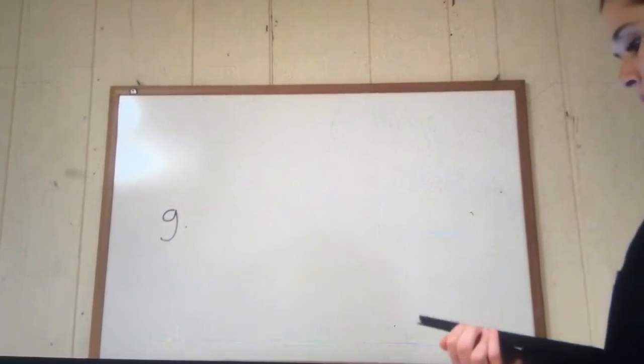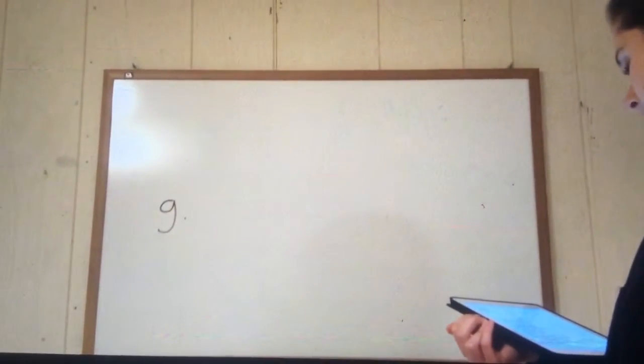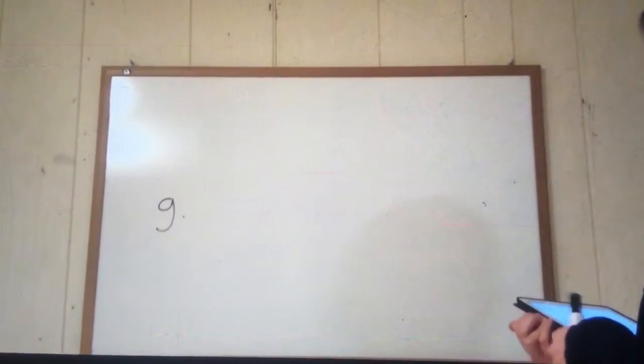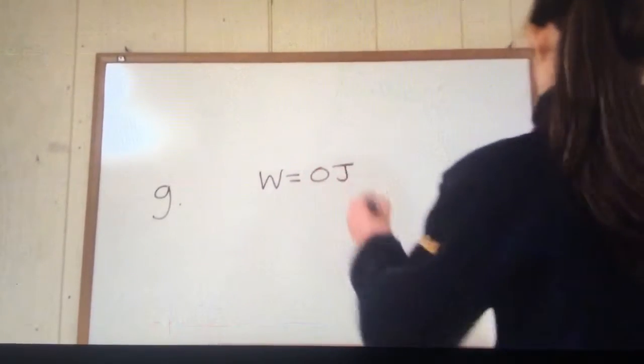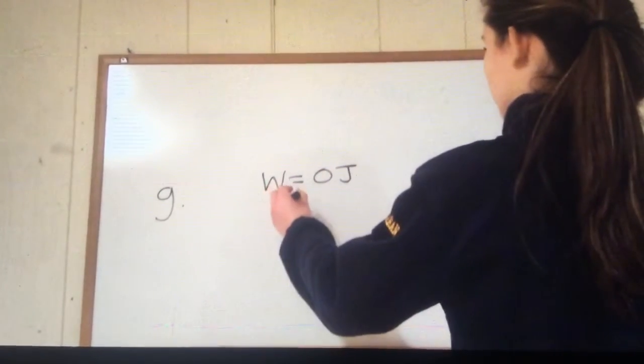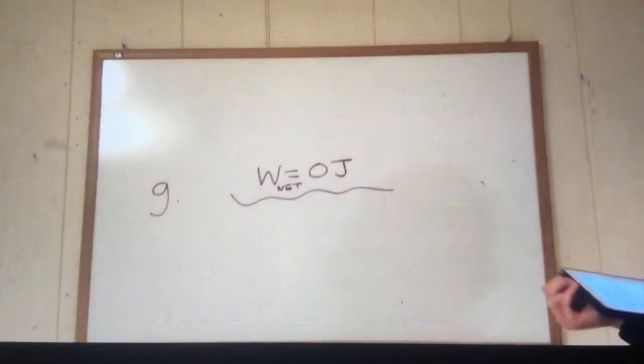For the last part G, we are solving for how much work is done by the net force on the sled. Now, since the sled is moving at a constant velocity, work is equal to 0 joules. The net work is equal to 0 joules. Now, the work for this I will show below.